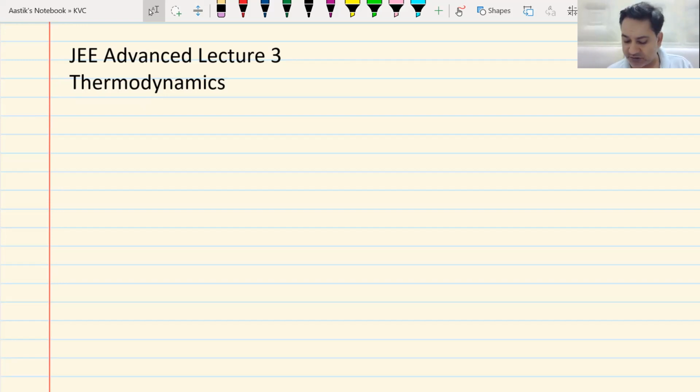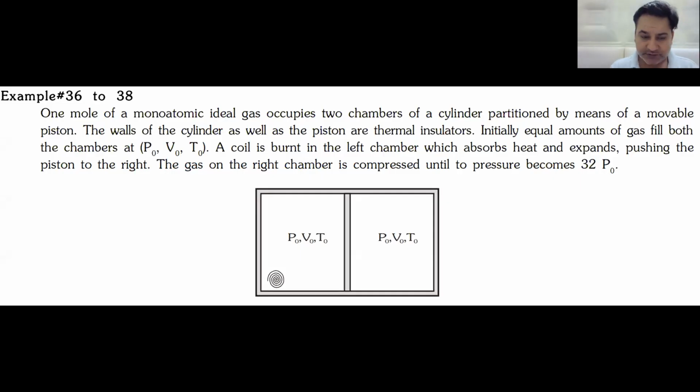I hope I've sent you the sheet. Probably you might have seen this question. This question goes like this, and these are the type of question that you might expect in comprehension type. So this is example number 36.